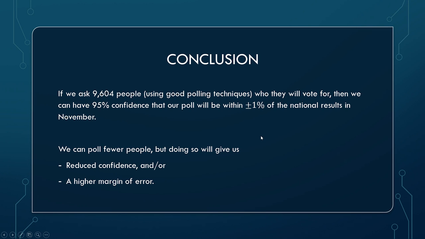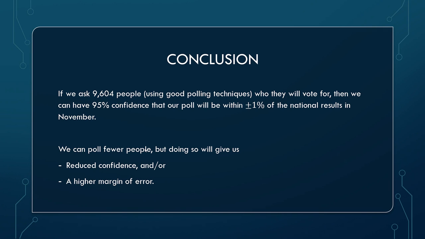Now, I can poll fewer people, and that would either reduce my confidence or produce a higher margin of error, and those are fine, right? You don't have to poll 9,604 people exactly. And if you poll more people, that will improve your confidence or reduce your margin of error or both. So there's always benefits to do more.